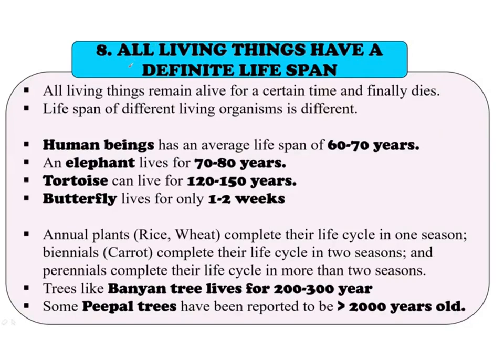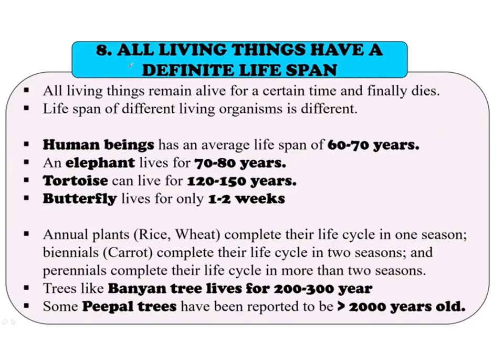Now, the next characteristic is that all living things have a definite lifespan. As we know, all living things remain alive for a certain time and finally die. So, the lifespan of different living organisms is different. Okay. We see that all living things seem to have some common characteristics, that they need food, respire, respond to stimuli, reproduce, show movement, growth and die. But all these characteristics cannot be found in non-living things. Okay.